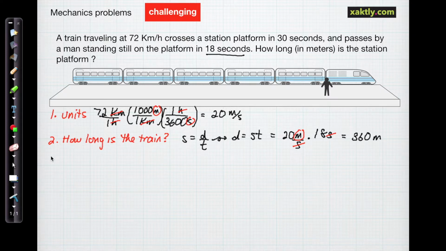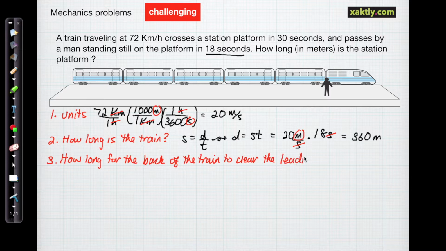Now, to figure out the length of the platform, we need to use either the front edge of the train or the back edge of the train. So let's just use the back. And so our next question will be, how much time does it take for the back end of the train to cross the front edge of the platform? So the leading edge crosses, then the back edge crosses, and that's where we start our time.